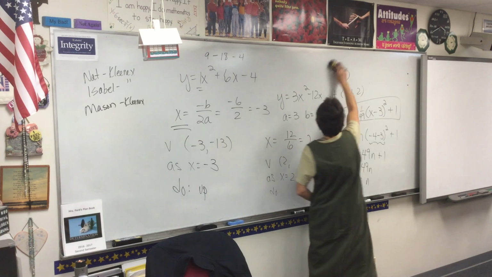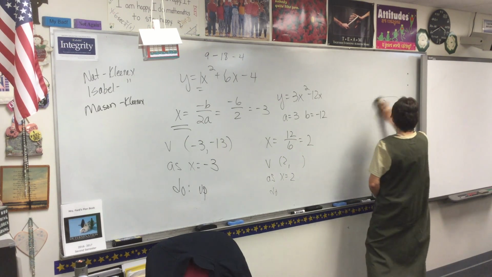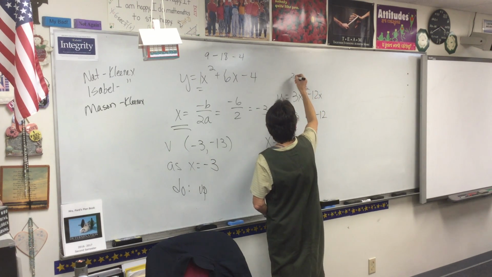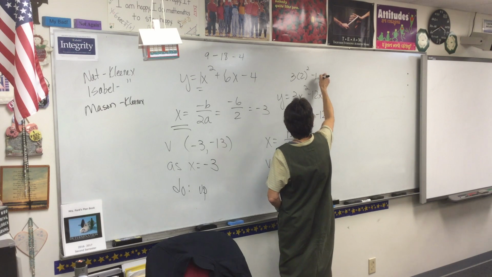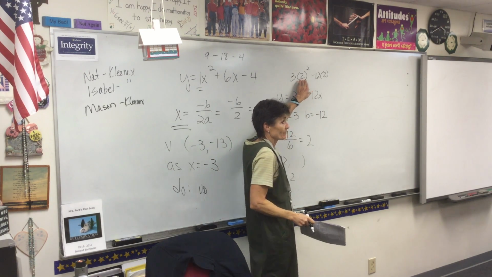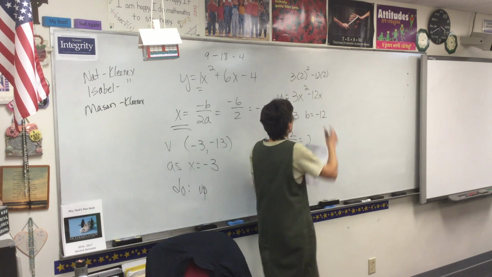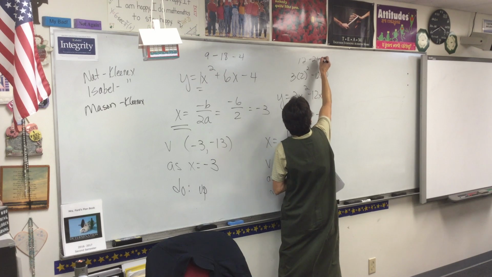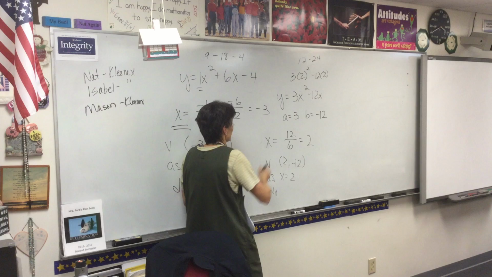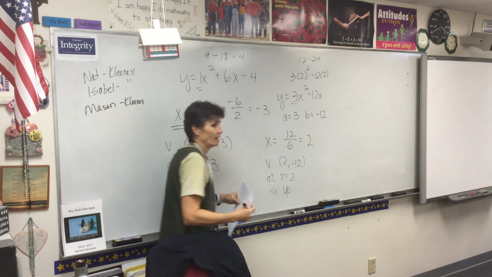So I'll plug it in right here. Watch it, watch it, watch it. We do exponents first. So that's going to be 4 times 3. That's going to be 12, minus 24, negative 12. And that's a positive number, so it again opens up.